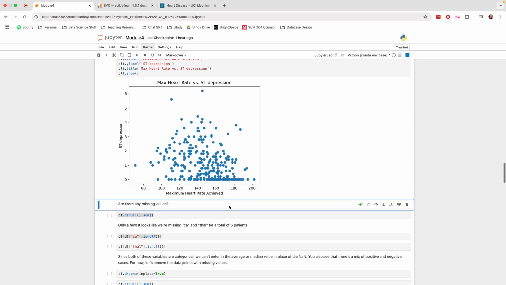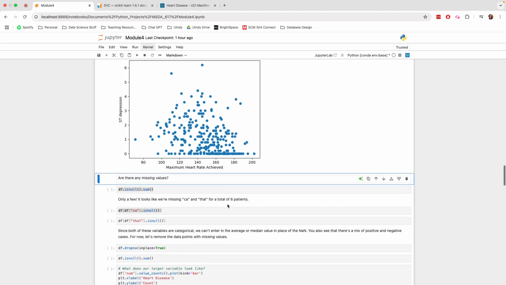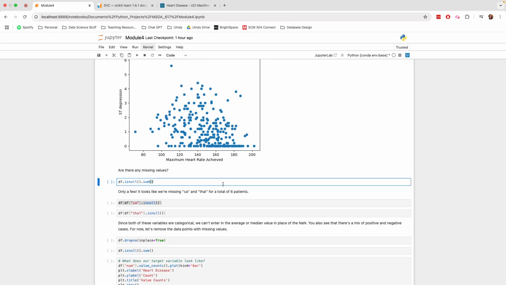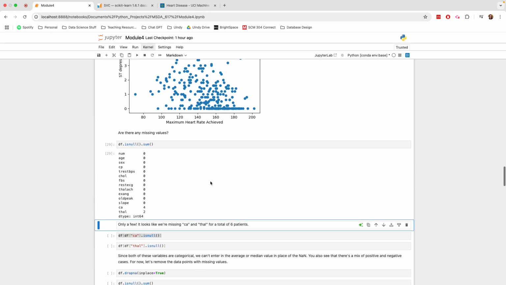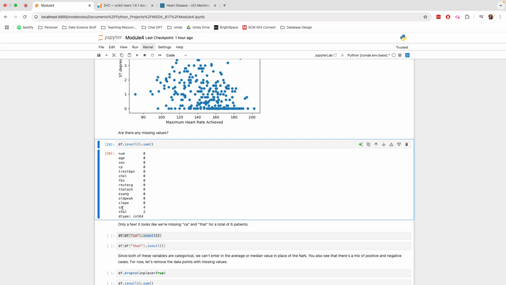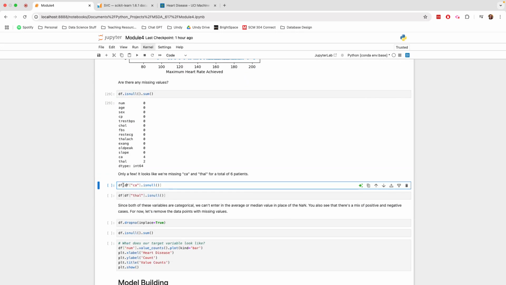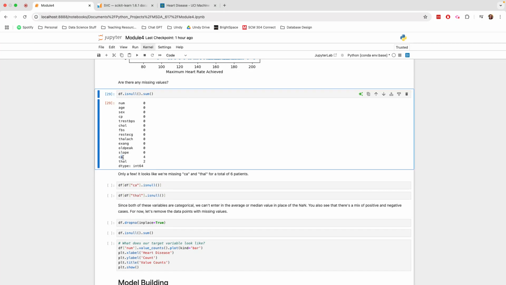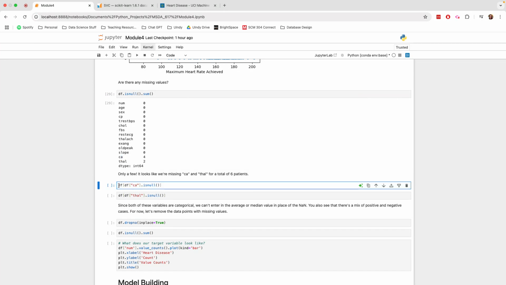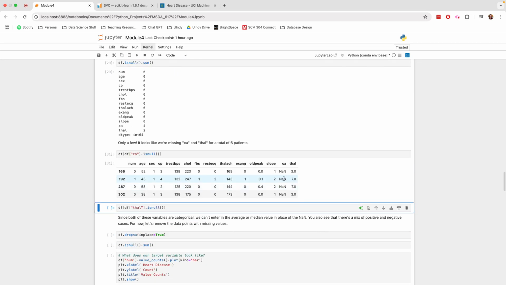My next step is, are there any missing values? So is there anything I should know about? And I see very quickly that the only missing values are with these 2 variables. So I can look a little bit further and see, okay, what's going on here? Let's look at when CA is null. So give me the data set, but only when the CA is null, and let me see those rows. And you see what it was saying here. So this column is null.